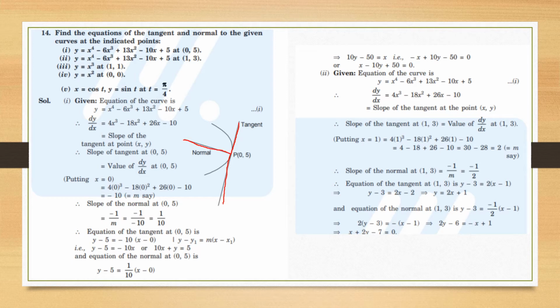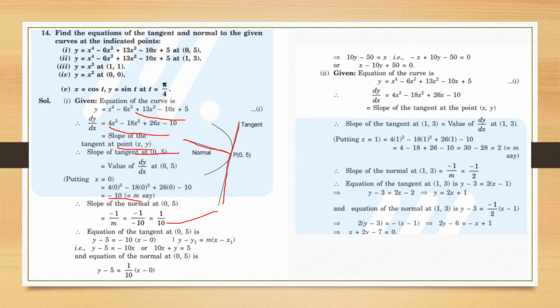Okay, so equation of curve is this, derivative is this, slope of tangent at the point 0, 5 is the value of derivative. So I'll find this, instead of this complete equation, put x as 0. As y value is not there, you will simply put x as 0. So the answer is minus 10 here. So slope becomes minus 10. So this is the slope of tangent. What is the slope of normal? It is negative reciprocal of it, that is minus 1 upon minus 10, that is 1 upon 10.